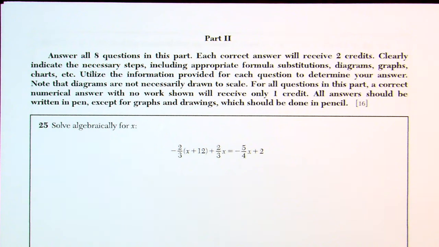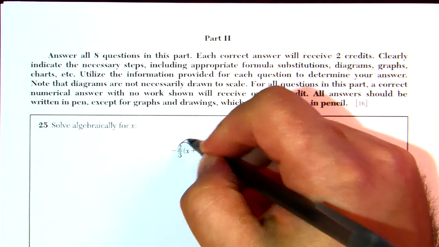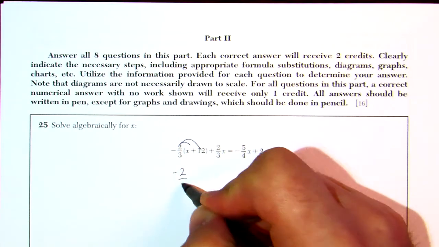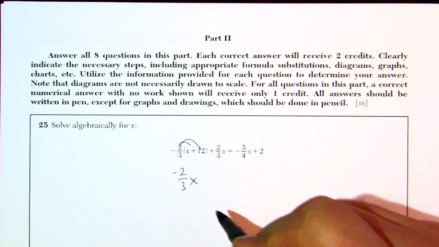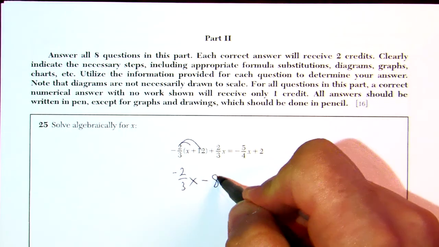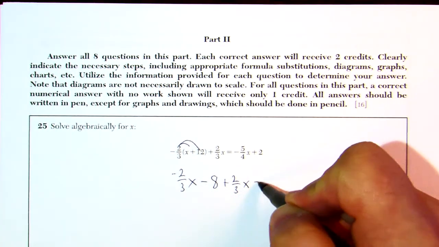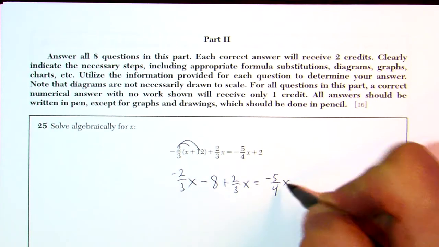So first thing I want to do is take a look and distribute. So that's what I'm going to do. Distribute the negative 2/3. So we're going to have negative 2/3 x. 2/3 times the 12, my calculator tells me is going to be a negative 8 plus 2/3 x equals a negative 5/4 x. I'm just rewriting what's over here.